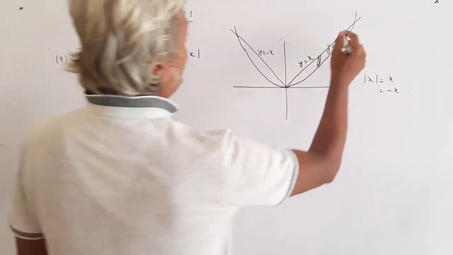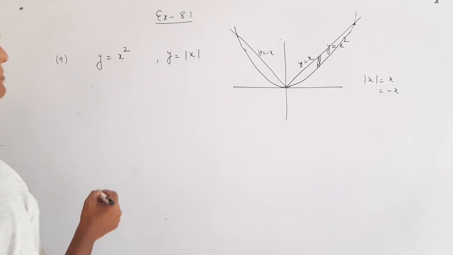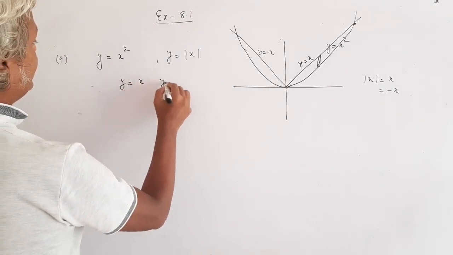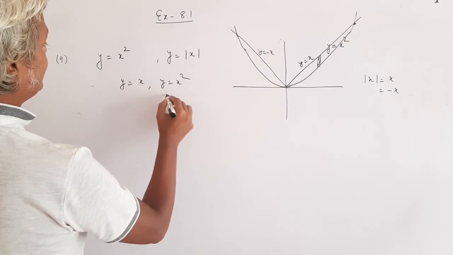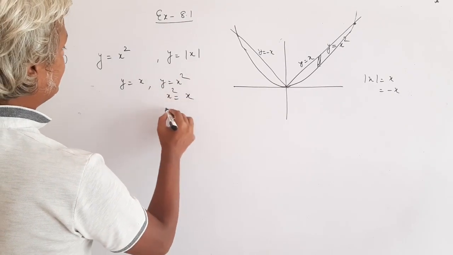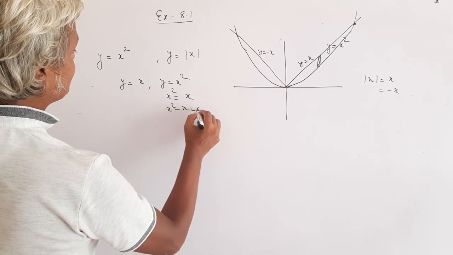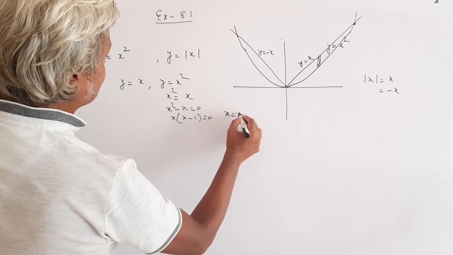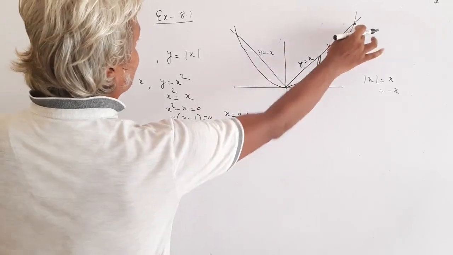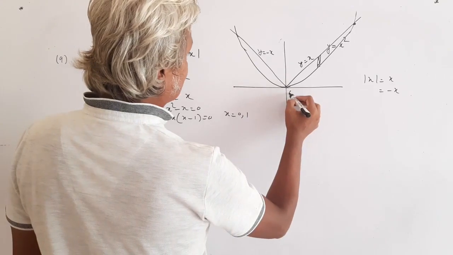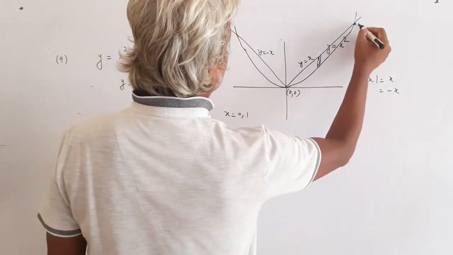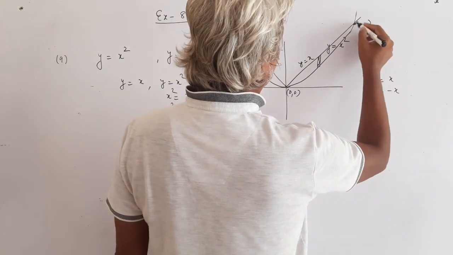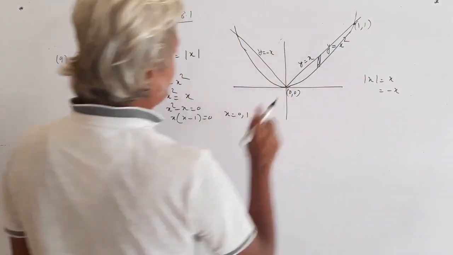So first I need to find this point's coordinate, which is the meeting point of y equal to x and y equals x square. Since both are y, therefore x square is x. Therefore x square minus x is 0, so x(x minus 1) is 0. So x is either 0 or 1. But at this point we can't assume x is 0 because x equal to 0 is here. So this is 1, and if x is 1 and y is x, that point is (1, 1).